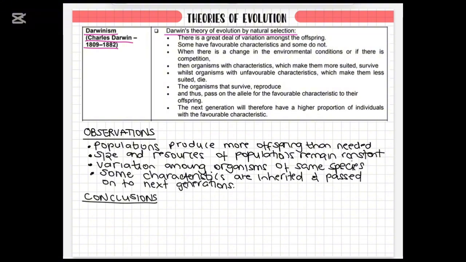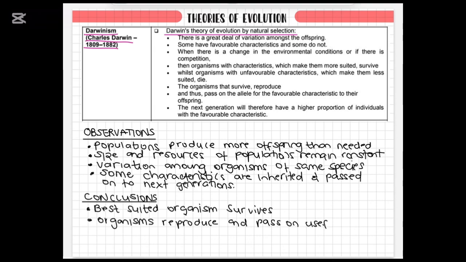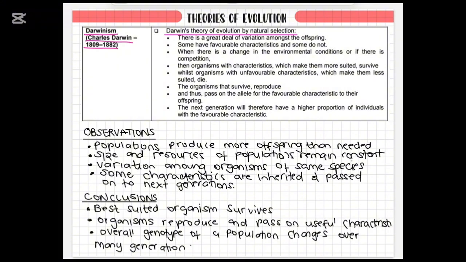Now, he concluded in the following ways that the best suited individuals are the ones that survive, then they reproduce and pass on this best suited characteristic or useful characteristic to their offspring. This then allows for the overall genetic composition of a population to change over time, over a generation. This is made possible by the reproduction of organisms that are different.